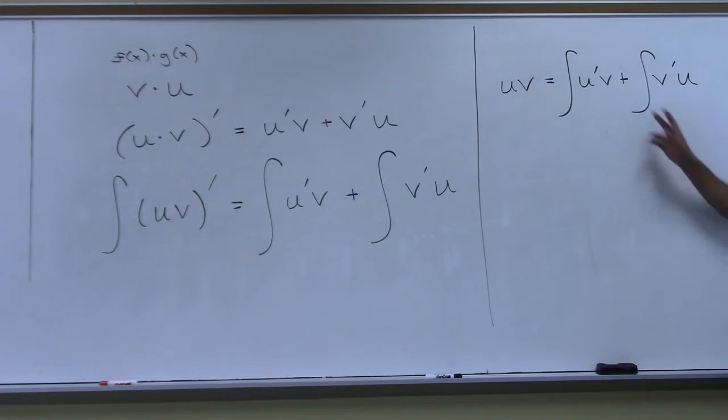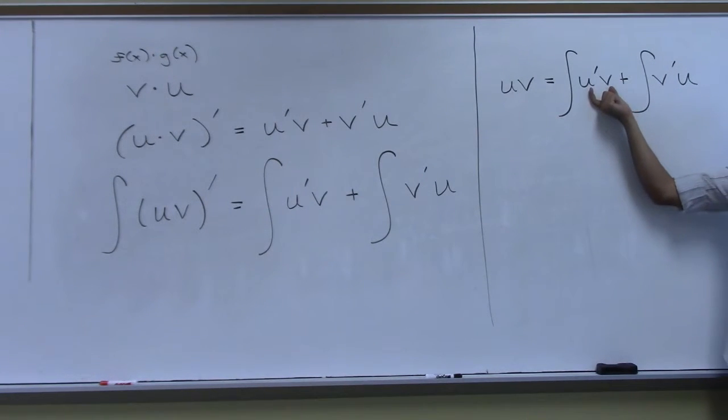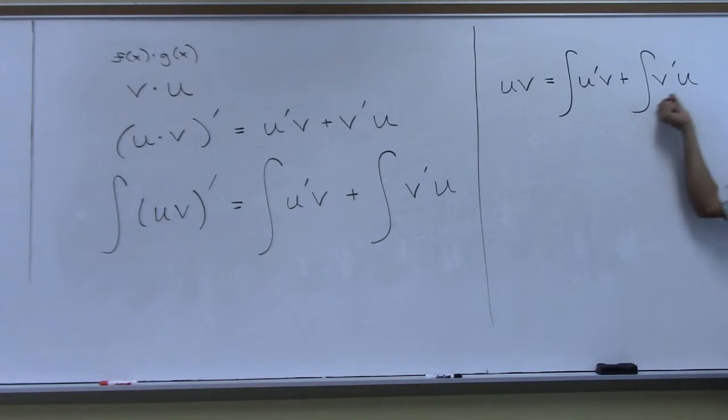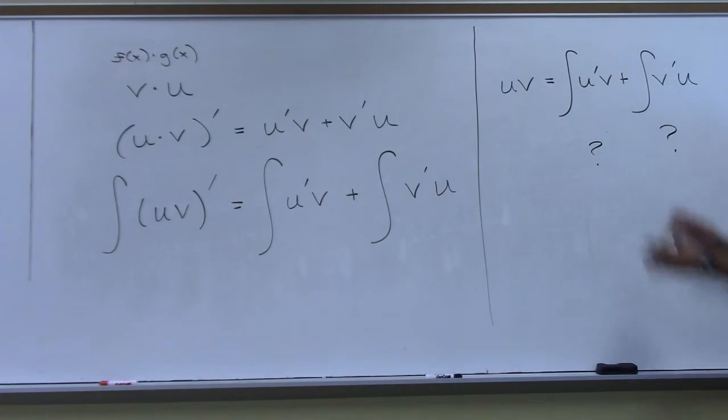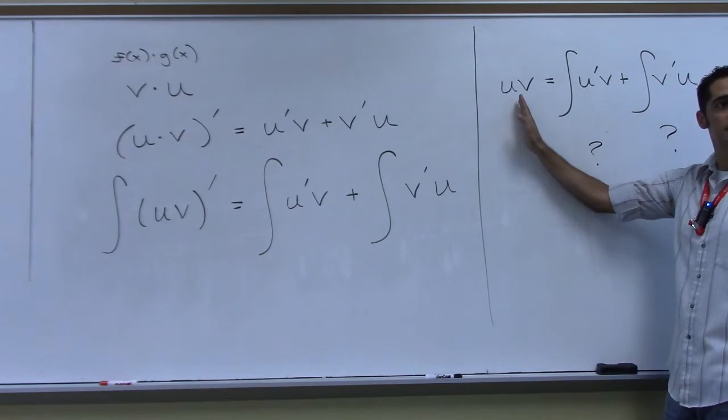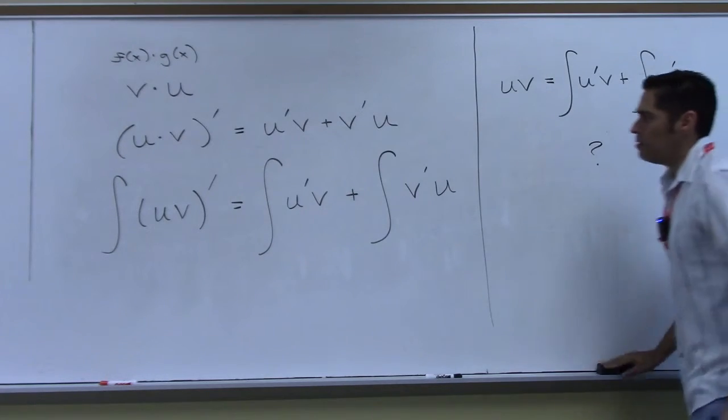I actually cannot tell you what the antiderivatives of these are because these are products, right? I can't split these apart. I'm not allowed to do that. So these, I don't know. I actually have no idea what those are. But I know that when you add the two together, you get this. Understand? Now, how is this going to be used?